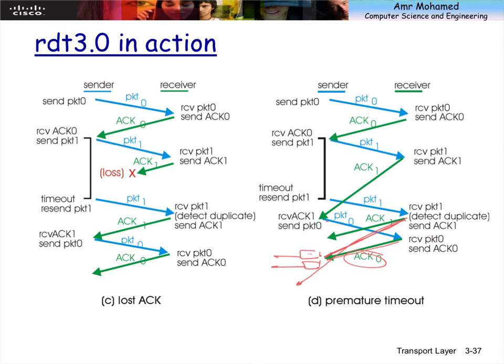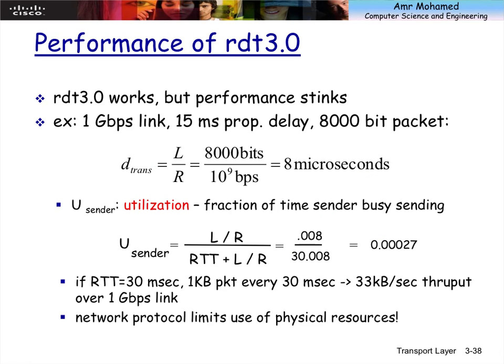But the main issue here is that the duplicate packets cause some kind of bandwidth waste. This is the key here. And that waste was caused by the estimation of the timeout.